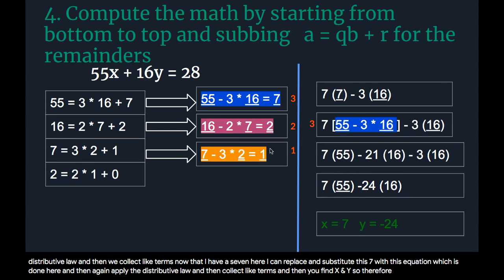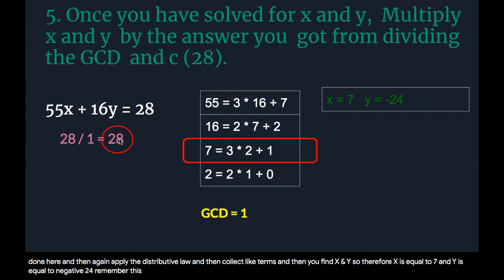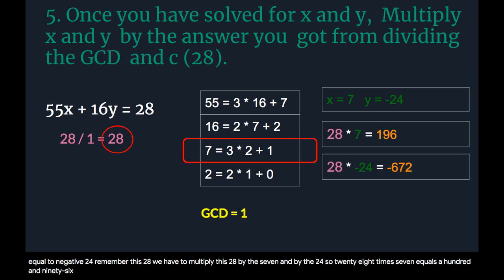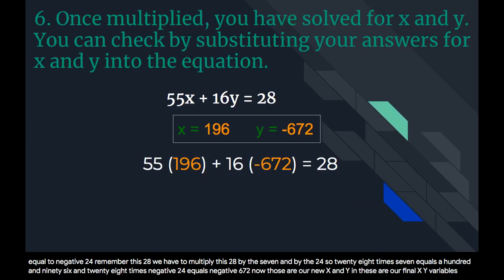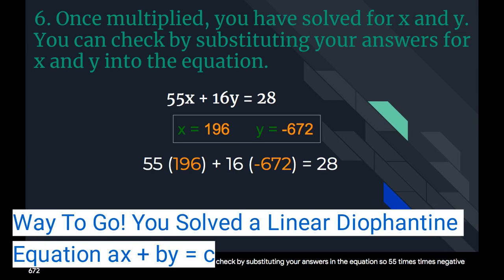So therefore, x is equal to 7, and y is equal to negative 24. Remember this 28, we have to multiply this 28 by the 7 and by the 24. So 28 times 7 equals 196, and 28 times negative 24 equals negative 672. Now those are our new x and y. Once we've multiplied, you can double check by substituting your answers in the equation. So 55 times 196 plus 16 times negative 672 is equal to 28.